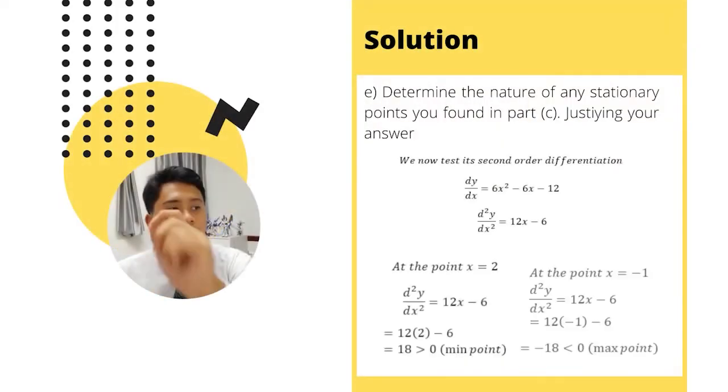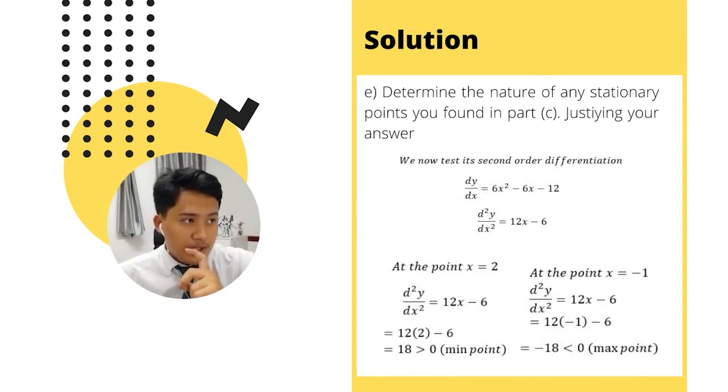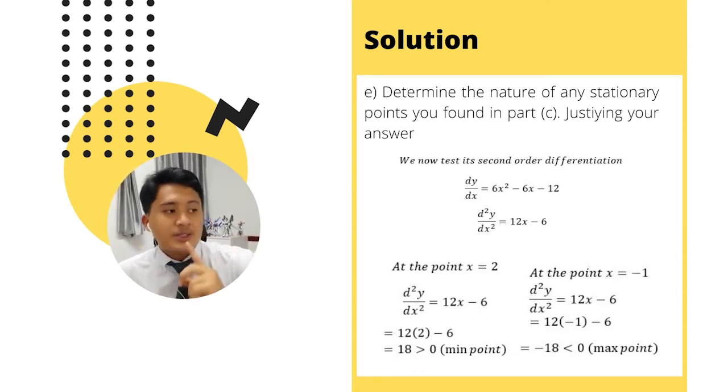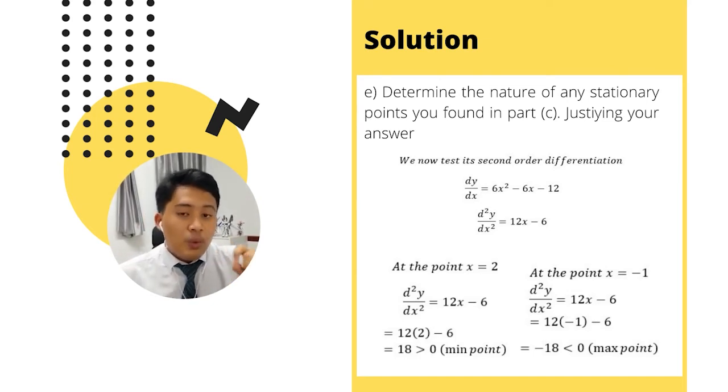On E, to determine the nature of any stationary point you found in part C and justify your answer. Now we'll do the test, second order differentiation. Now we already have dy per dx equals 6x squared minus 6x minus 12. And now we will do the second order differentiation. And now we got d squared y per dx squared equals 12x minus 6. With this, we will use x1 and x2 we got from before, which is x1 equals 2 and x2 equals negative 1.